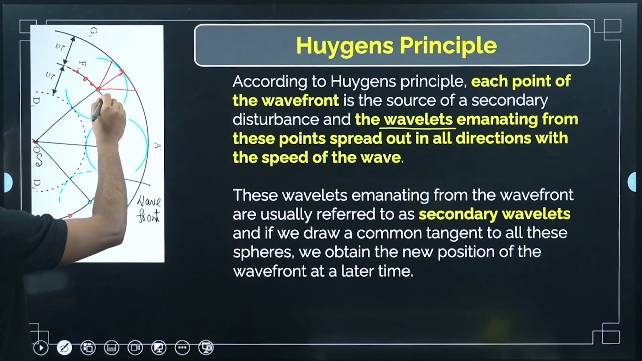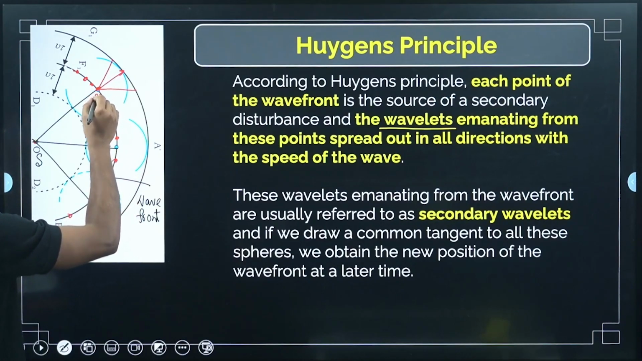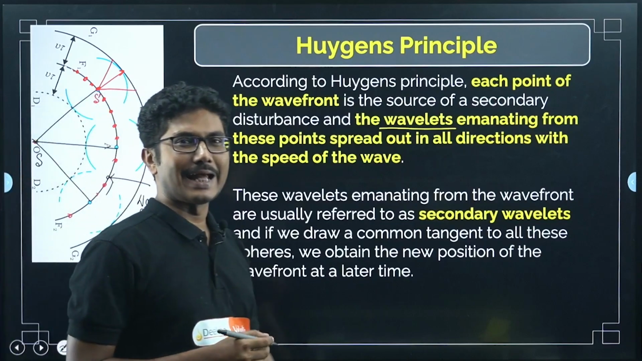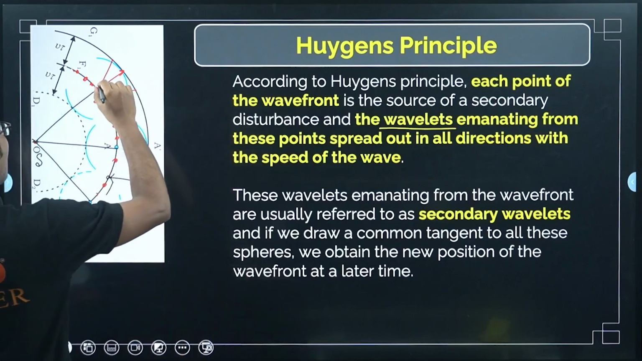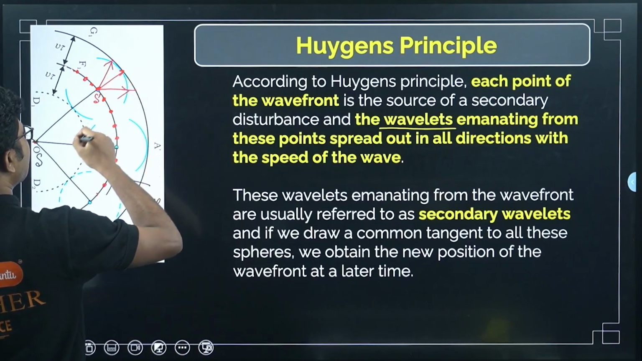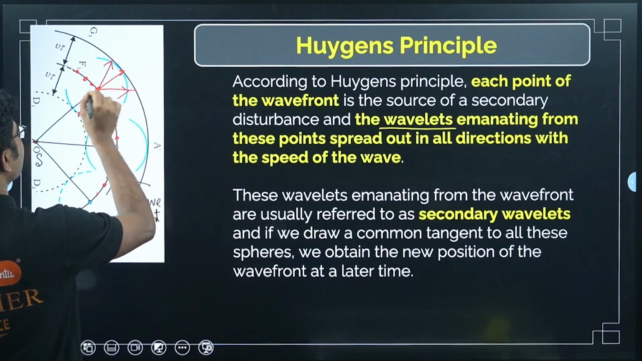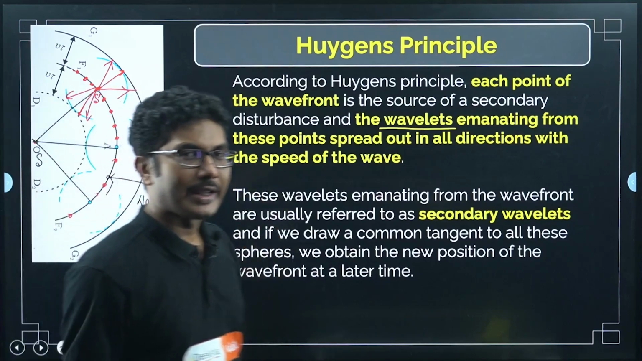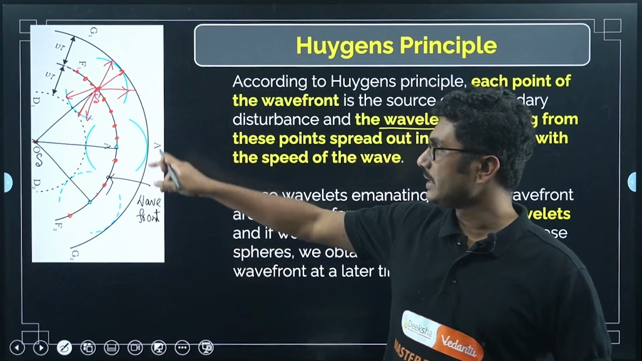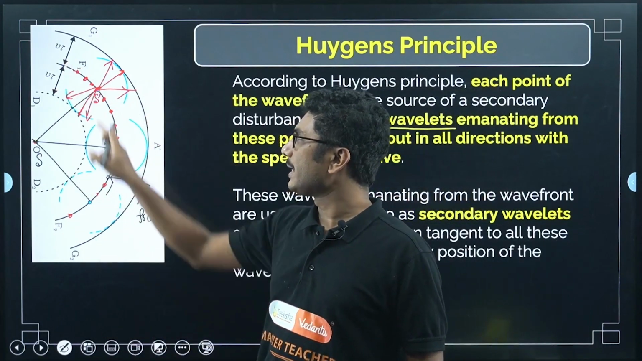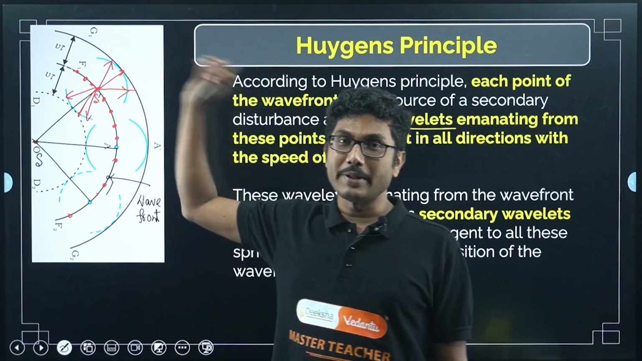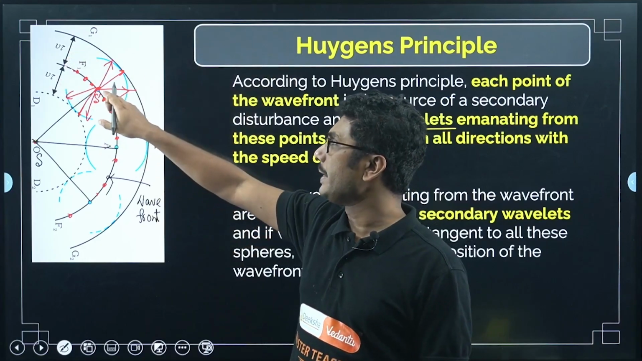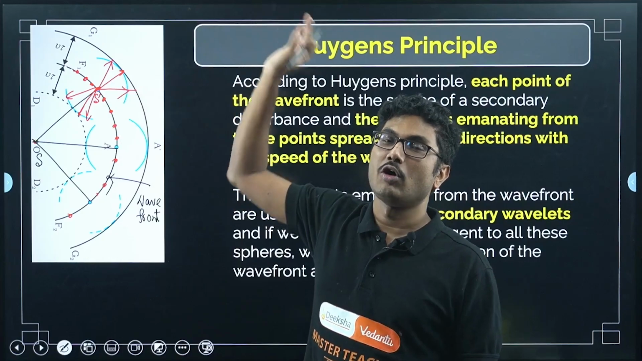So this is a secondary source. It is sometimes called a secondary source and we denote it by S dash. They also throw light in all possible directions. So basically this is the meaning of Huygens principle: whenever we consider a secondary wavelet or secondary source, light also emits from there as if it is moving in all possible directions.